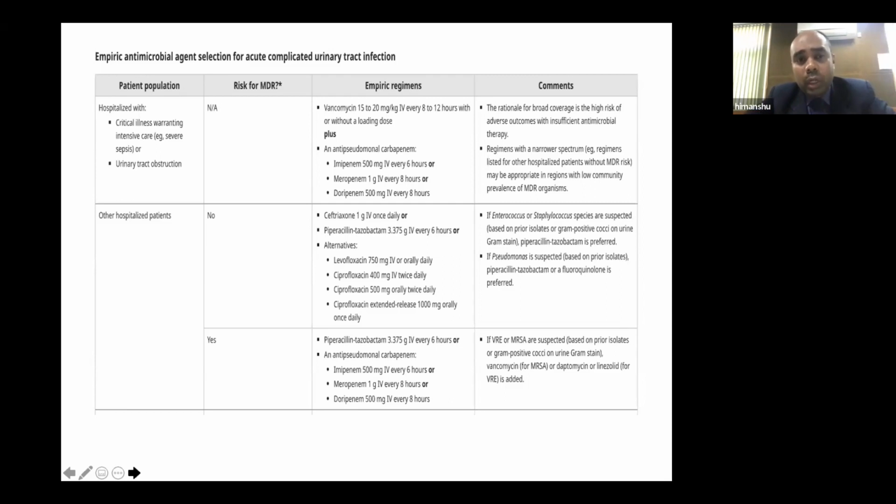In other hospitalized patients where the risk of MDR is not there, a quinolone, if severe, then you can use broad spectrum beta lactams, or you can also stick to the third generation cephalosporins, where there is a possibility of enterococcus, or you have an isolate.